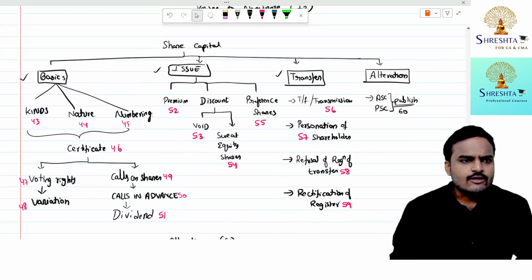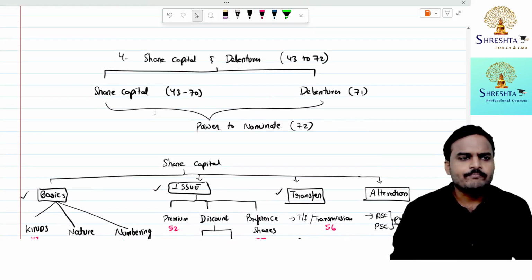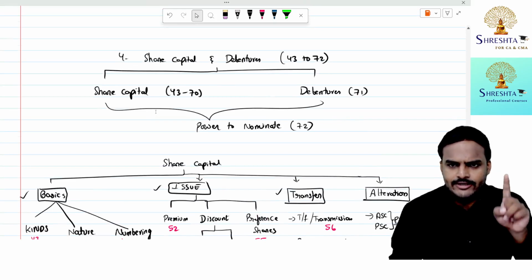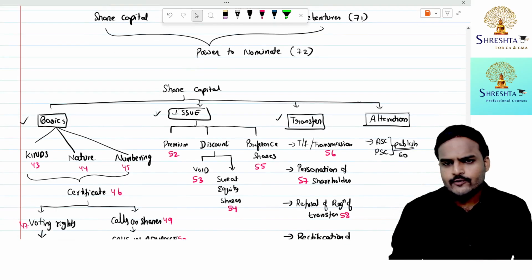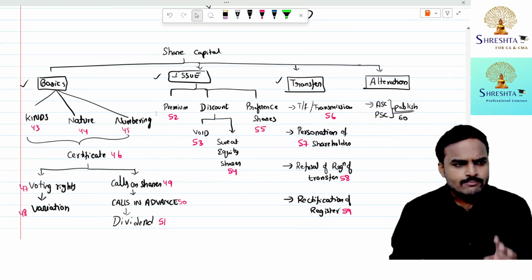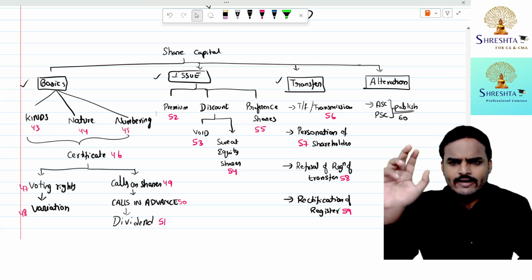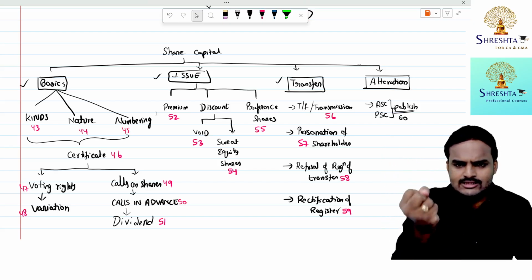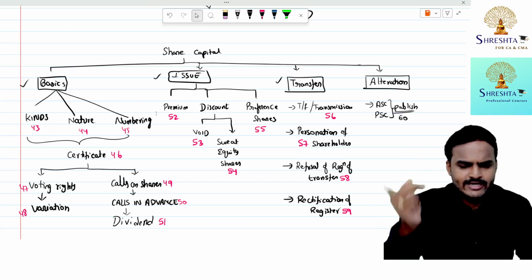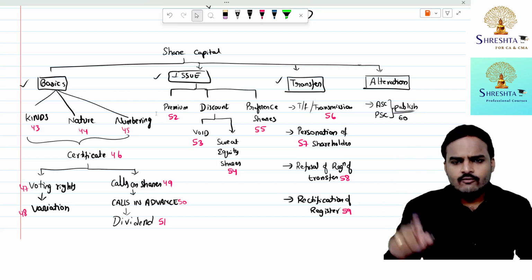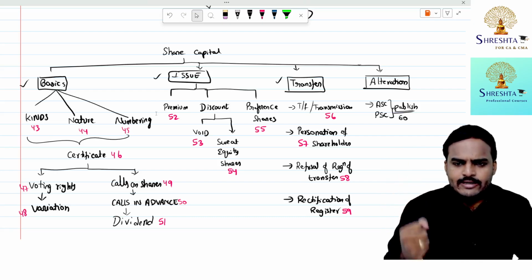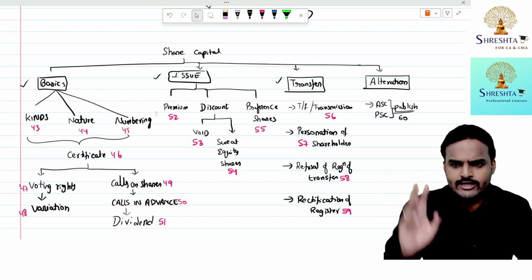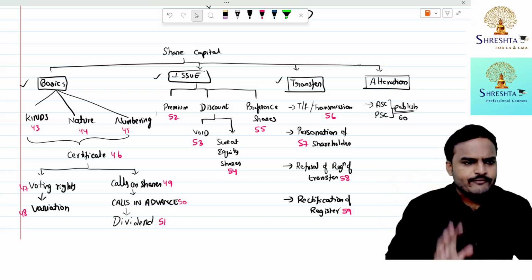So that is the complete list of sections in the share capital and debentures chapter. Share capital and debentures 43 to 72: share capital 43 to 70, debentures 71, power to nominate 72. Basics with respect to share capital, kinds, nature, numbering: 43, 44, 45. All these three you will find in the certificate, 46. Holding this certificate, a member will get voting rights. Any change of rights, variation: 46, 47, 48. If he is holding partly paid up shares, the company has the power to make calls on shares, 49. Calls in advance 50, dividend 51.